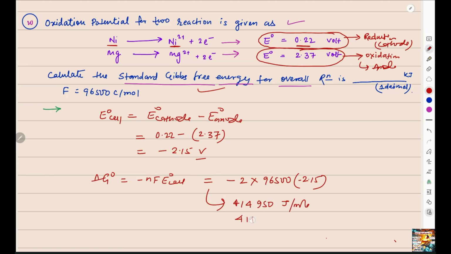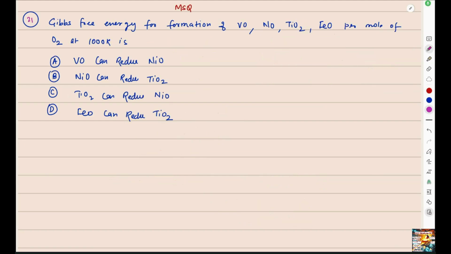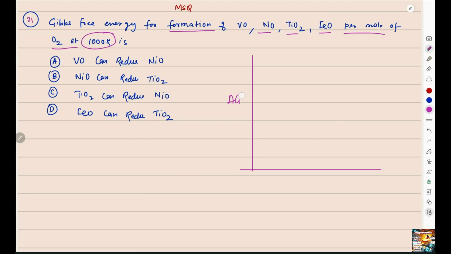We can write 414.95 kilojoule per mole. In this question, the Gibbs free energy for the formation of VO, NiO, TiO2 and FeO are given as per mole of oxygen at 1000 Kelvin. For this type of question we have to understand that this is related to the Ellingham diagram, in which there is delta G naught formation per mole of O2 on one axis, and on the other side we have the temperature axis.